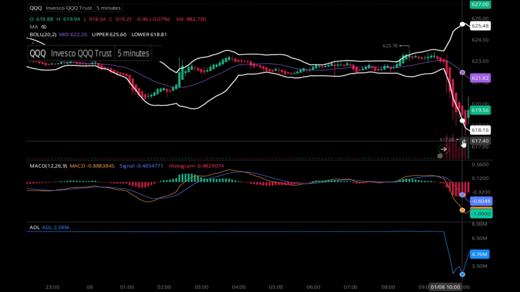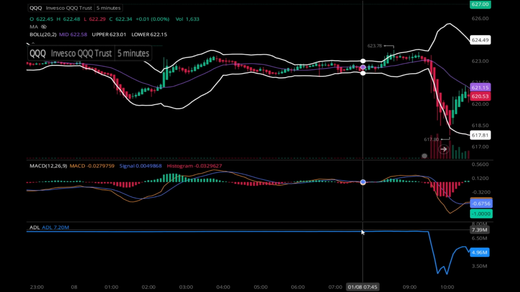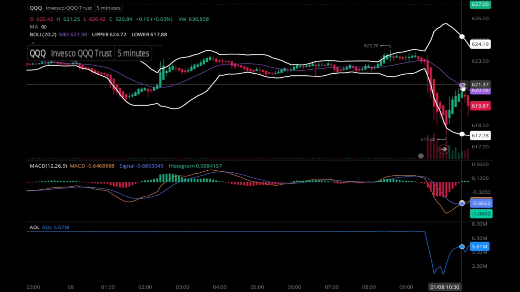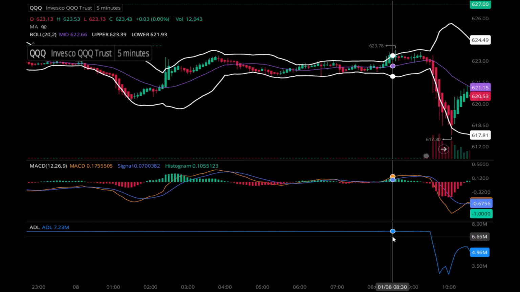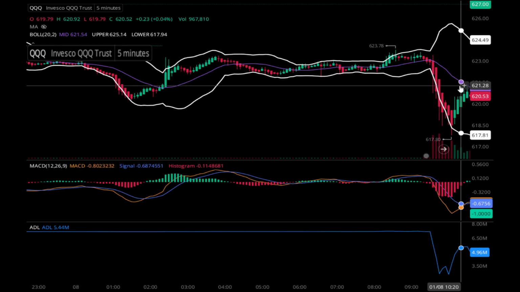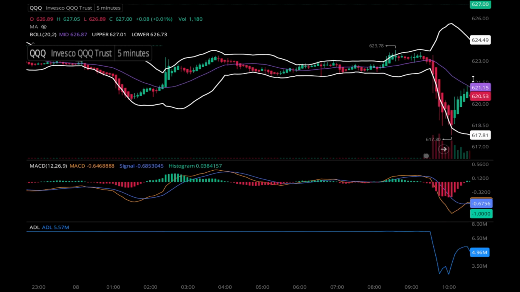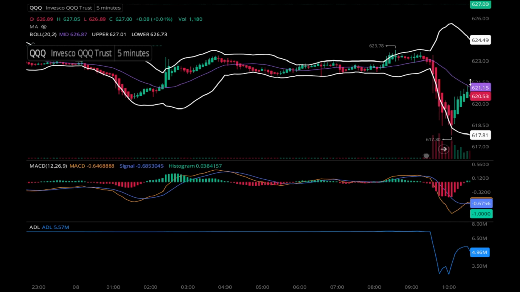Well, technically, buying calls at that 617.80 range would have given you a $2, $3 scalp to the upside, all the way up to that middle Bollinger. You just have to have the conviction to say, okay, I hit that middle Bollinger. I have a $200, $300 contract now that's in profit. I need to take profit on this.